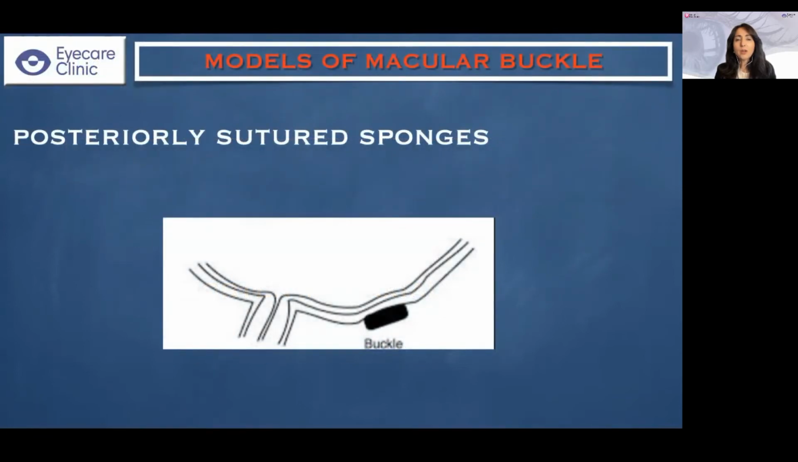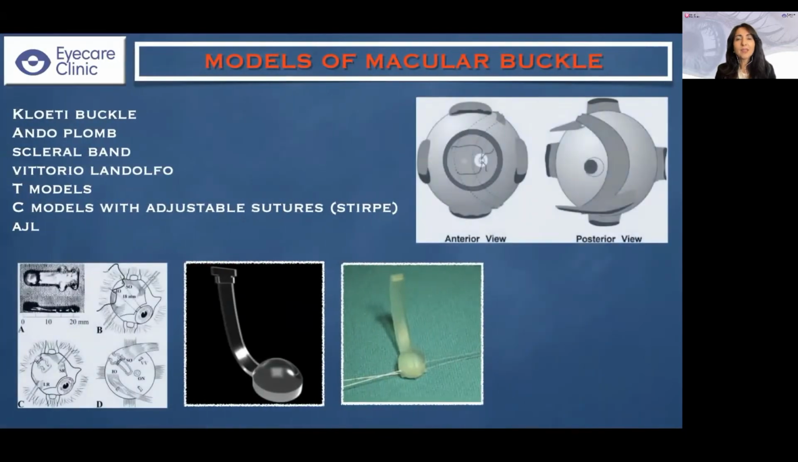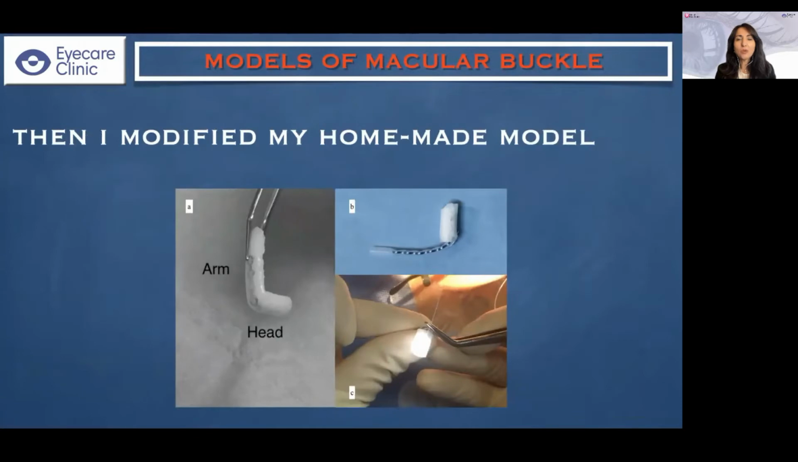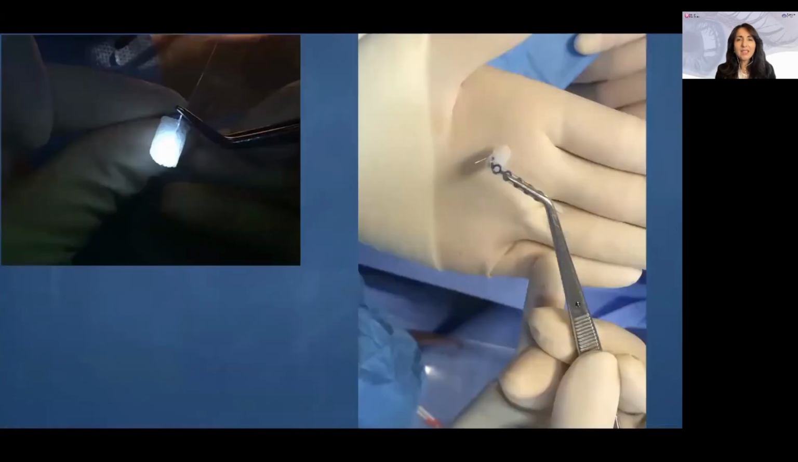Old models were posteriorly sutured sponges that have been abandoned because the strategy was too difficult and dangerous to be applied. In literature, you can find a whole list of types of macular buckle that actually are not used. And this is the model that I have been using since 2009 and then modified to make it smaller and shorter. And this is how I make it directly in the OR.